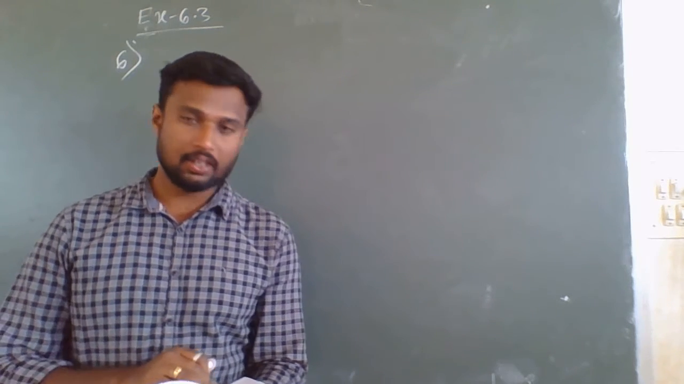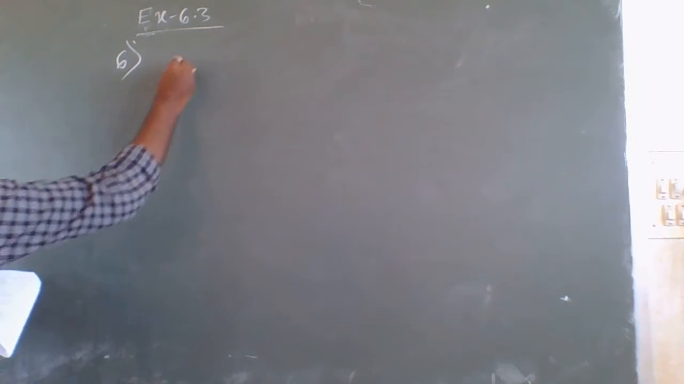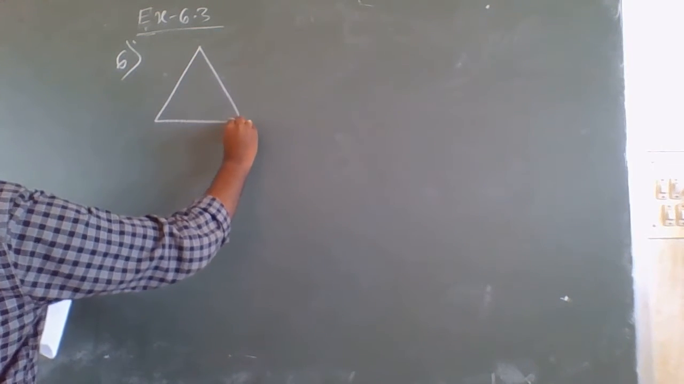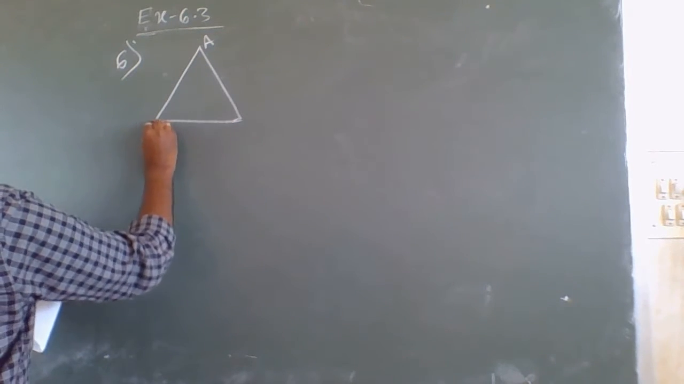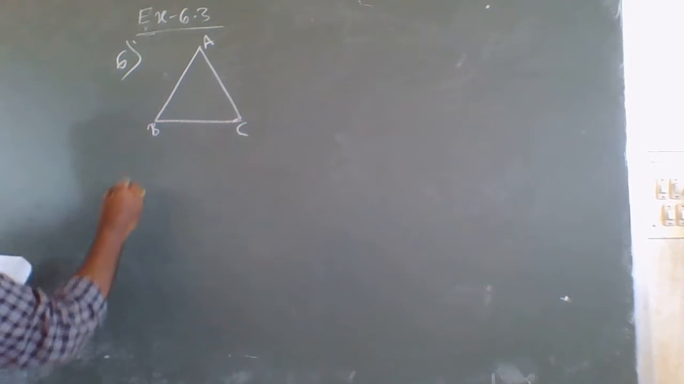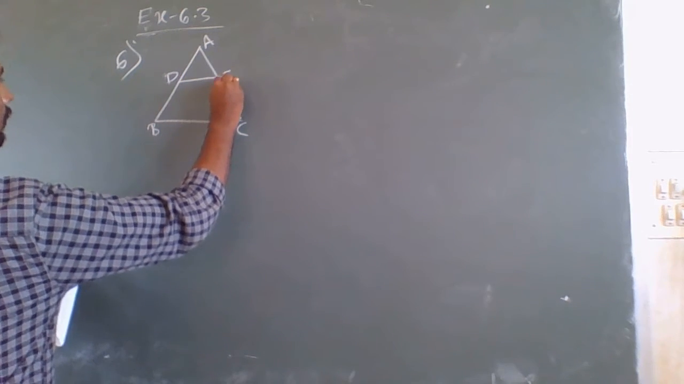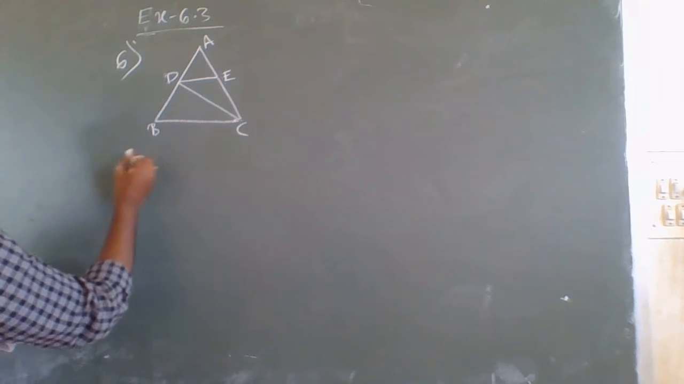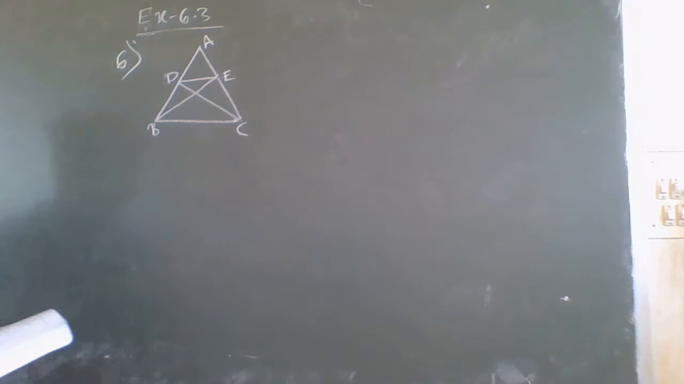In figure 6.37, they are given a figure for the sixth problem. Triangle ABC, and this DE is connected, and CD and BE are connected.